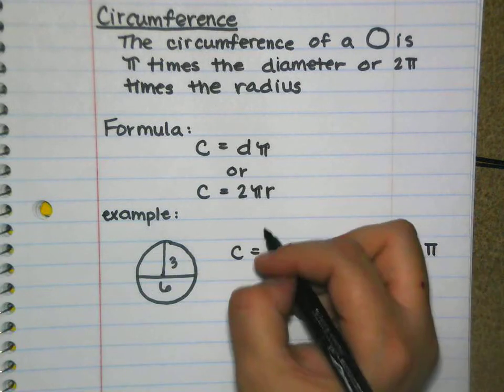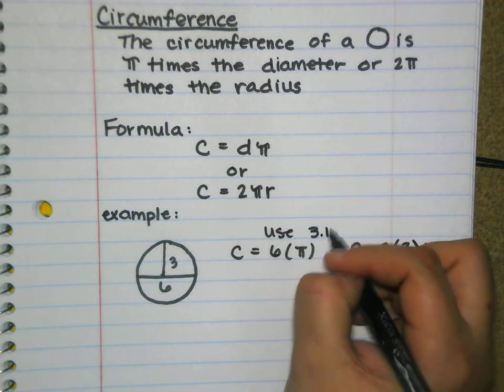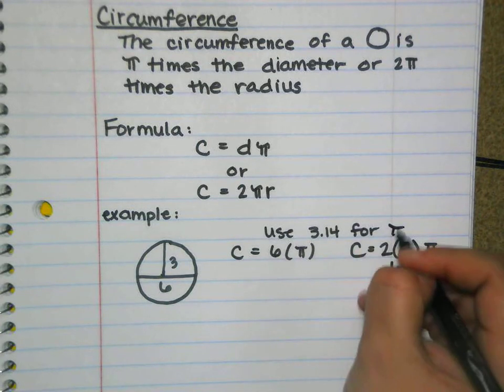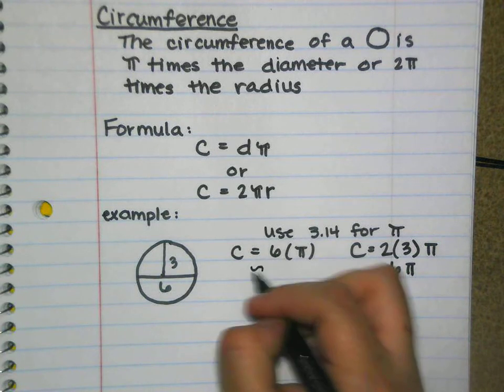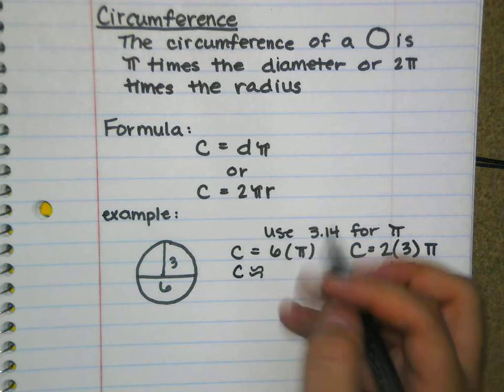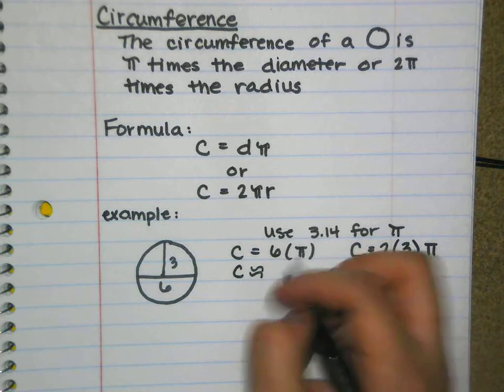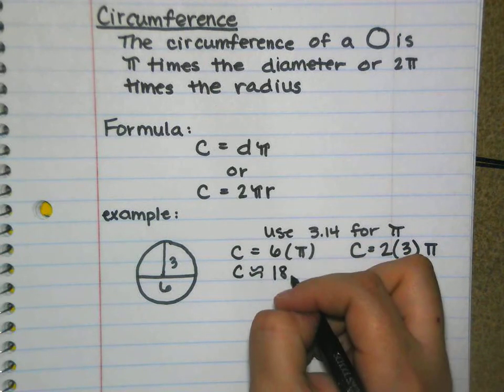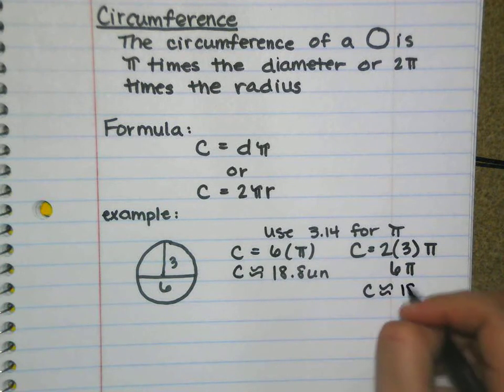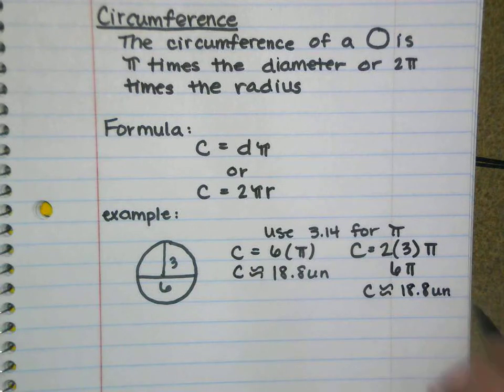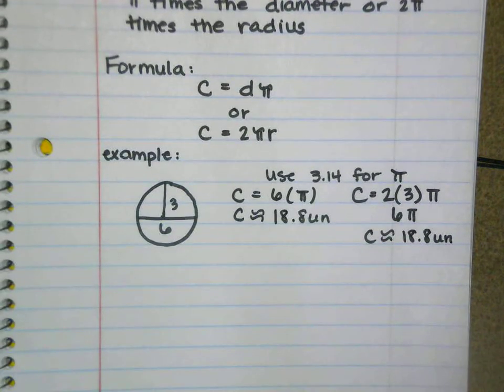If we use 3.14 for pi, we're going to get 6 times pi, which is, we're going to use our squiggly lines for approximately, since 3.14 is a number that goes on forever. We're going to round it, so we have 18.8 units. And then here it would be the same thing. Circumference is 18.8 units. It's just units, not unit squared, because circumference is similar to perimeter. It's the number that goes around the circle. Okay?